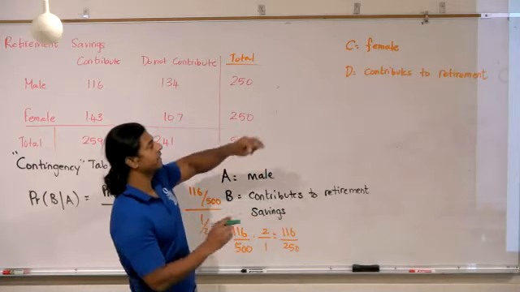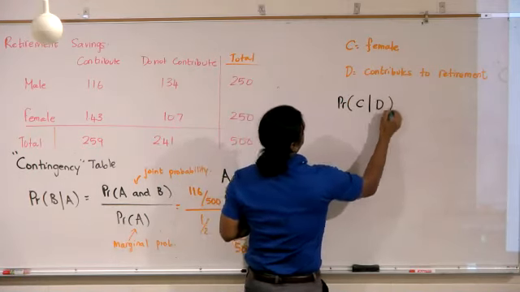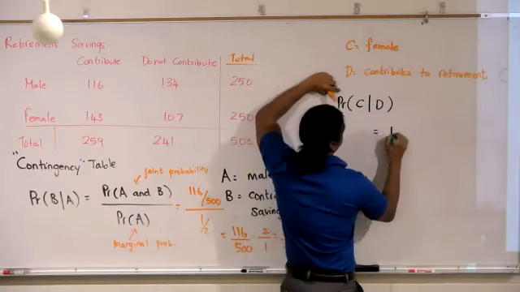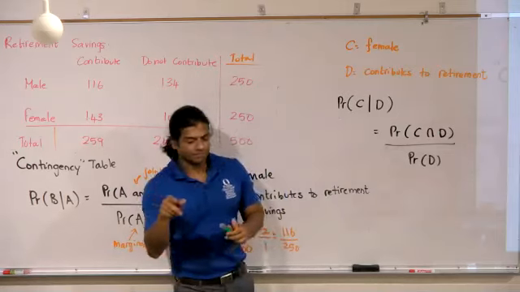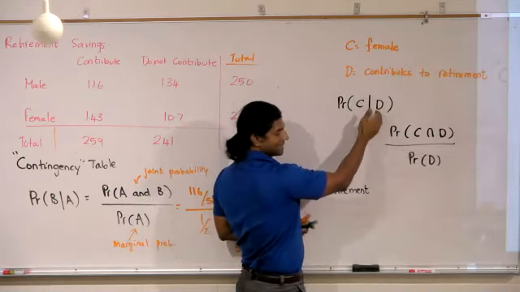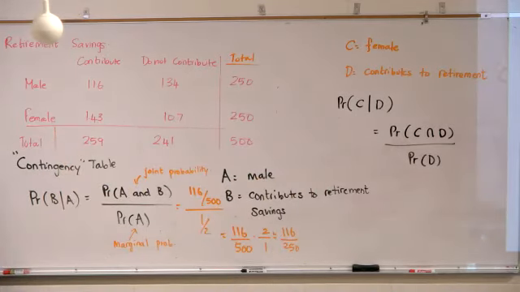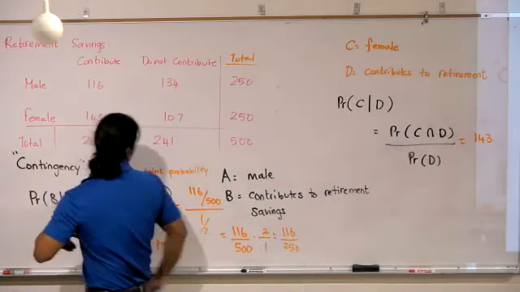So what are we trying to find? We are trying to find the probability that someone is a female, given that they contributed to retirement. So instead of A and B, I'm using C and D, but this always means probability of C intersect D divided by probability of D. Easier way to remember, numerator is always this and that. The denominator is always the probability of the event that is on the right of that vertical dash. So what is the probability that we have someone who's female and contributes to retirement? 143 over 500.